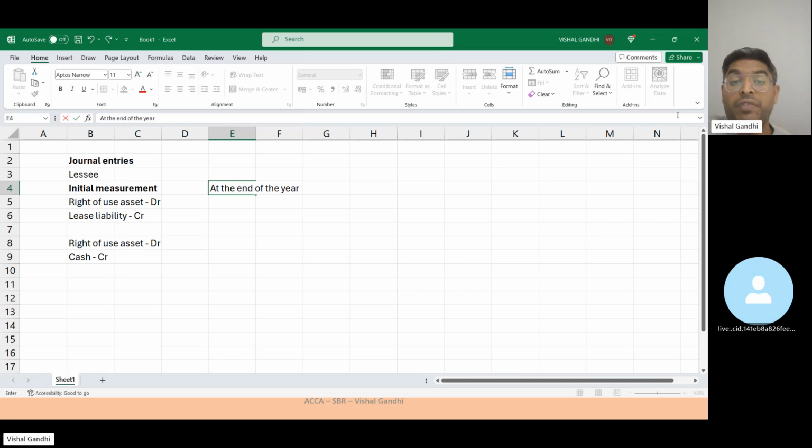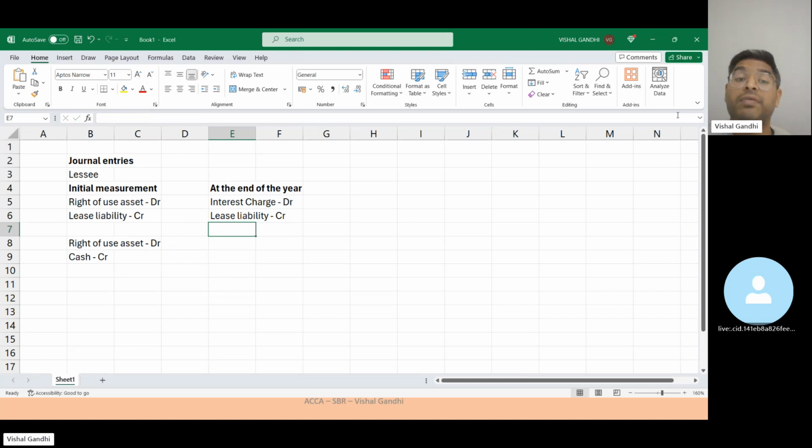At the end of the year, what will happen? Subsequent measurement. So what will happen in the liability? Interest will be added. We need to add the interest to the liability, and the interest on the loan is the company's expense, right? So we need to debit the expense. Interest charge debit, lease liability credit, because the liability will increase. So the increase in liability will be credited.